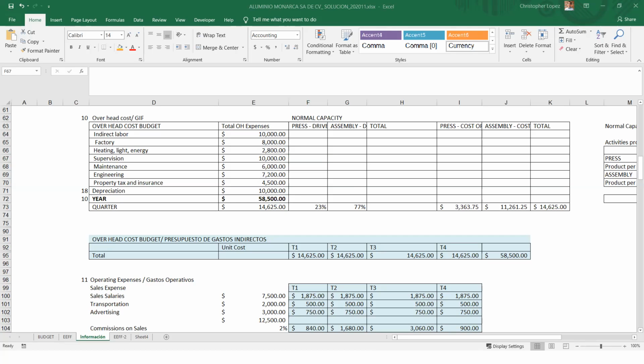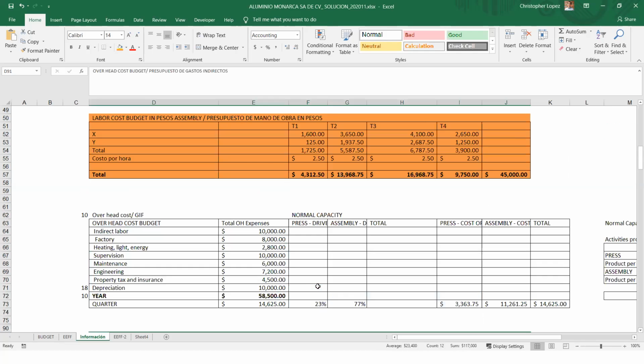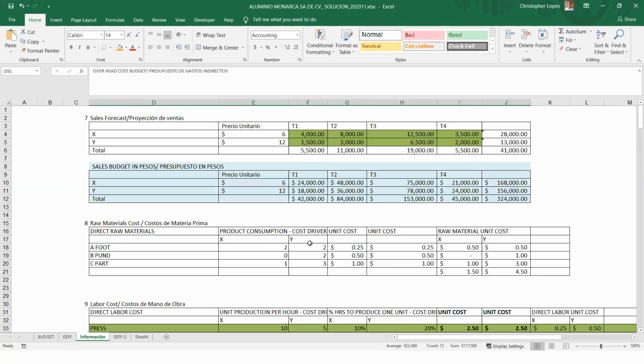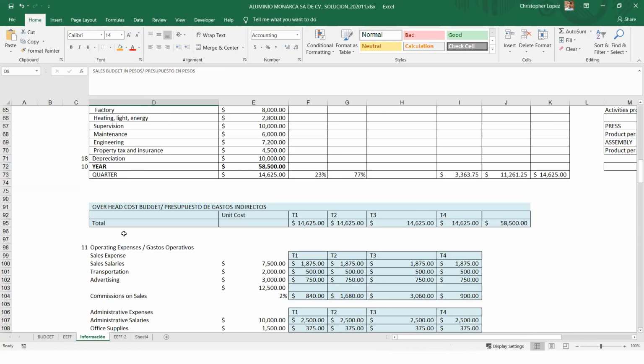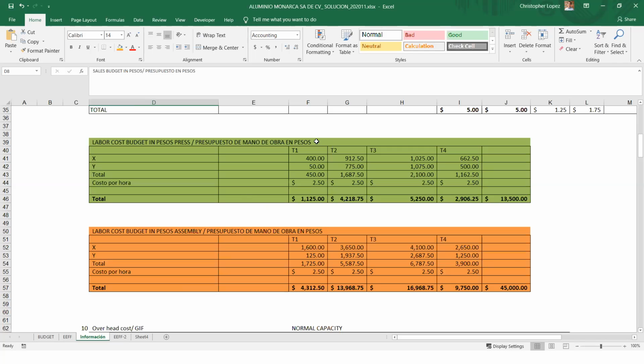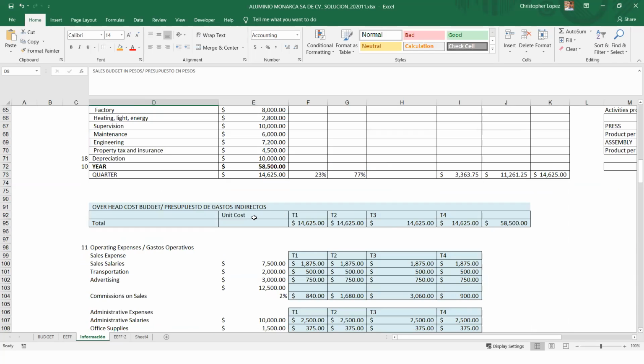Thank you, teacher. Okay, if there are no more questions, I'm going to tell you about the homework. The homework is going to be all the operating budget until overhead expense, so it's everything we just saw until now. The idea is that you actually deliver these tables, the ones I have here in color: the sales budget, the production budget, the raw materials budget, the labor cost budget, and also the overhead expense budget.